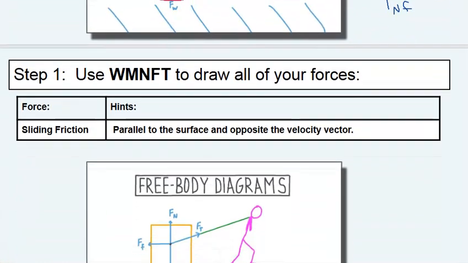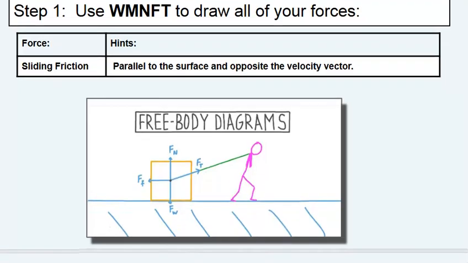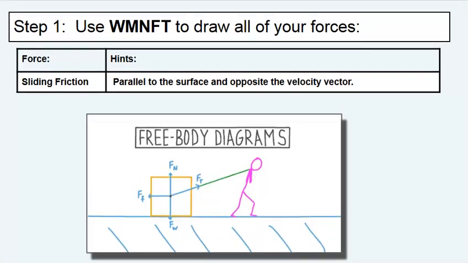All right, moving on. So we've got friction. There are two types of friction. Sliding friction is what you think it is. It's going to oppose the velocity vector and it is parallel to the surface.